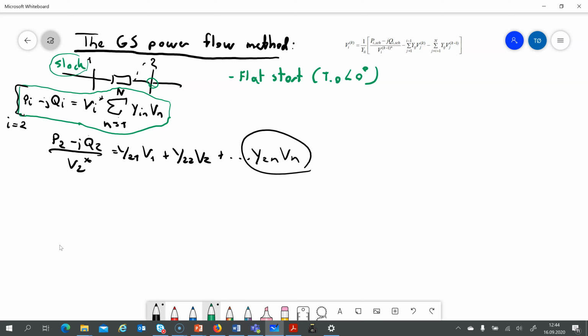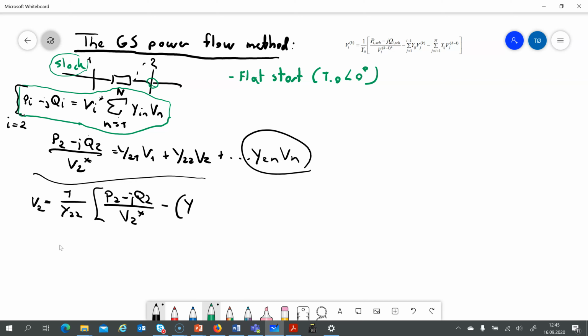Now we have defined it in this fashion. Then we can further calculate it like this. We have voltage V2 will be 1 divided by Y22, times P2 minus jQ2 divided by V2 complex conjugate, minus Y21 V1. And of course if you have buses 2, 3 and so on, but actually it will just be like this here now.